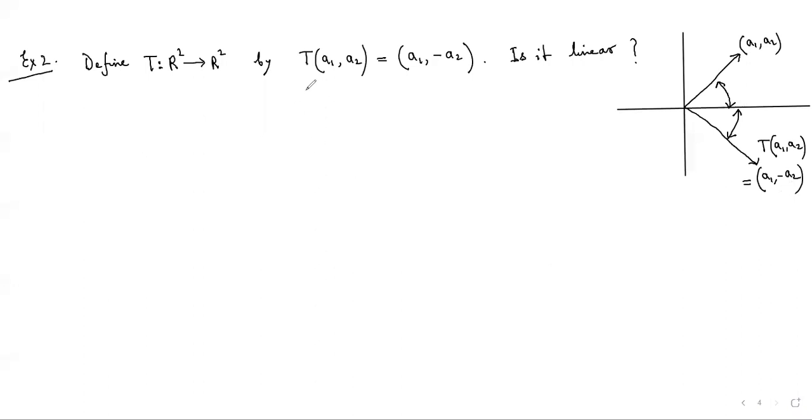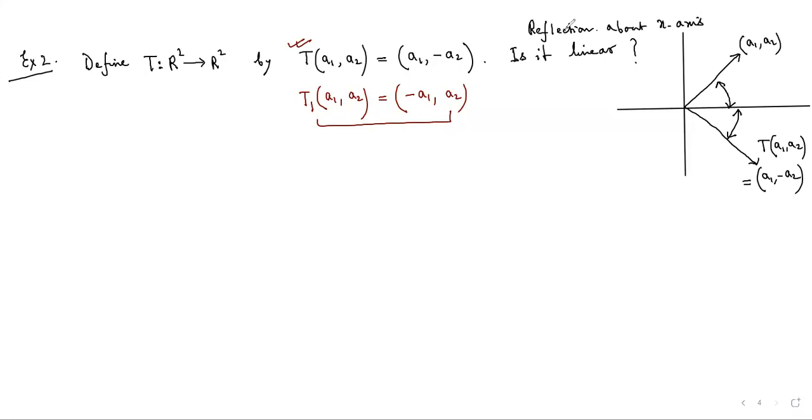If I consider a similar thing, which is not mentioned in the book, for example, another transformation which I name T1, which takes (A1, A2) to (minus A1, A2), what is this? This is reflection about the y-axis. You can also check whether this is linear or not. Now, it is said in the book that reflection about the x-axis is linear, but I want all of you to verify it by yourself, whether this is a linear transformation or not.